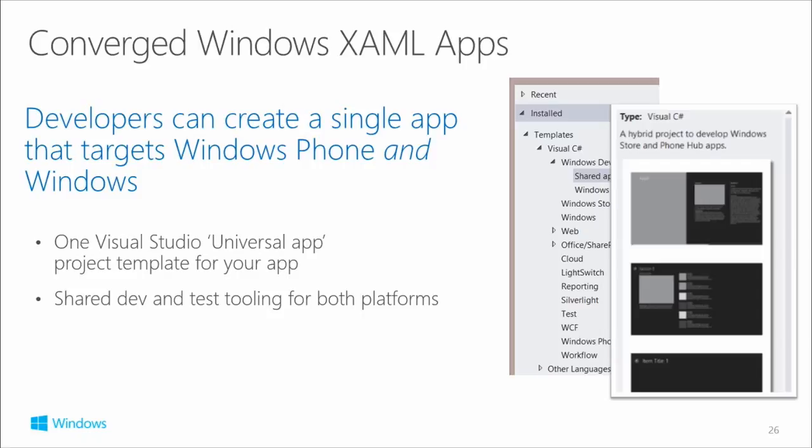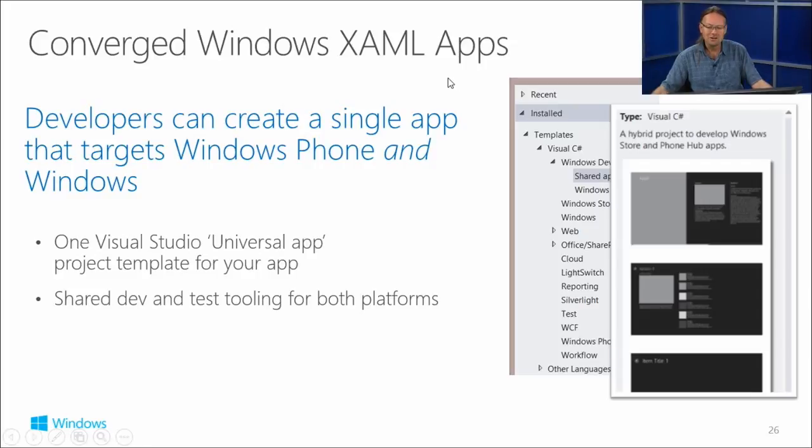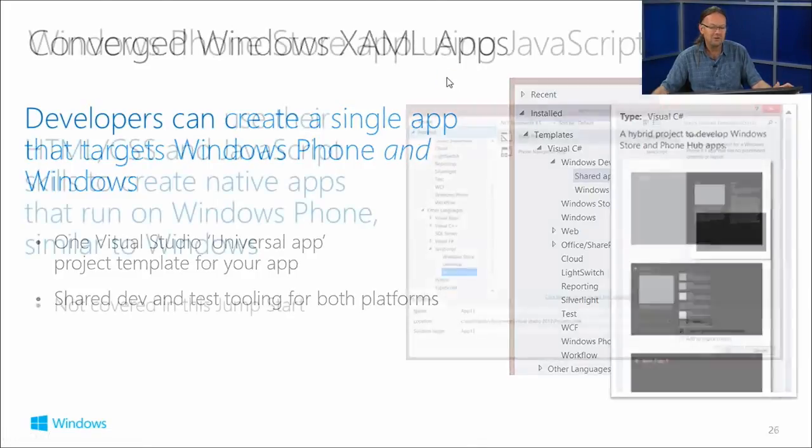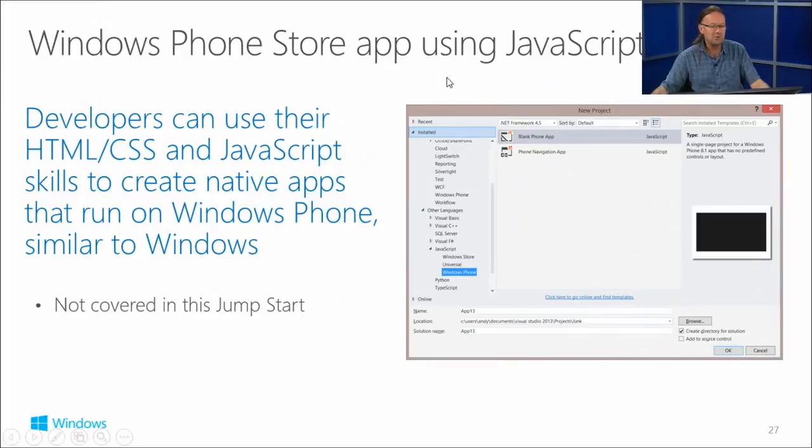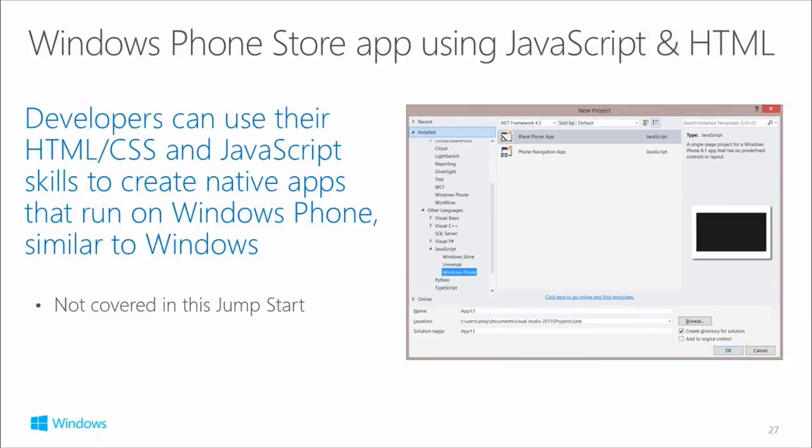But it's also, obviously, the tooling and everything's the same. This is really powerful for building apps using Windows Runtime XAML. We've also got WinJS. So this is the HTML and JavaScript flavor of building native Windows Phone Store apps. So that's really cool. That's come to the phone. Unfortunately, we are not going to cover that in this Jumpstart.